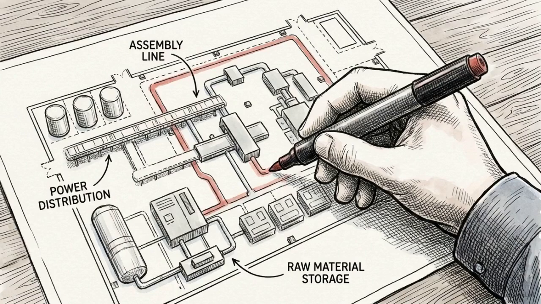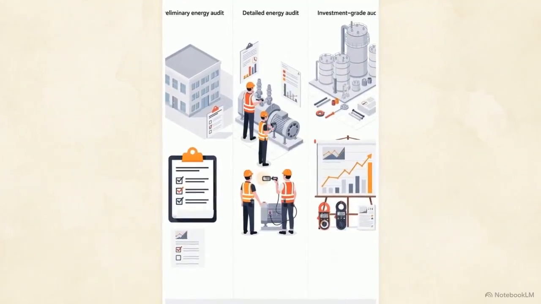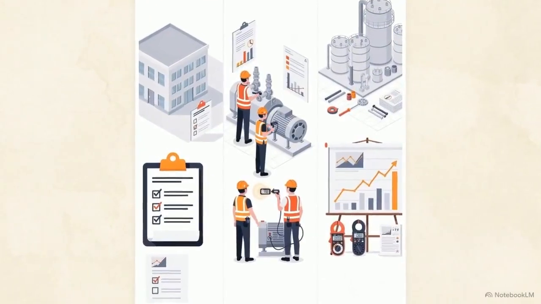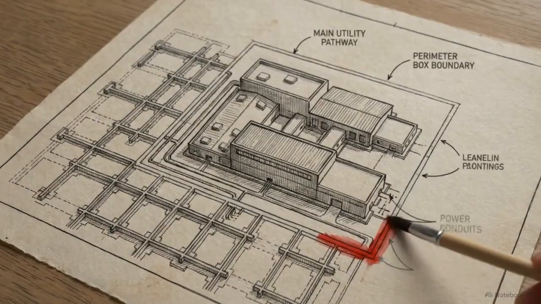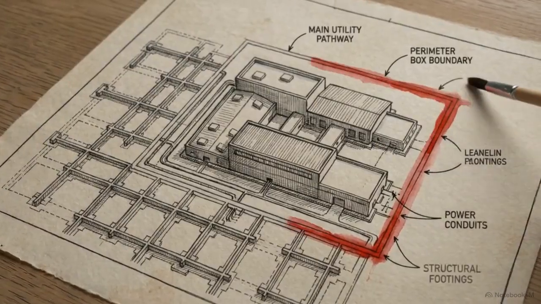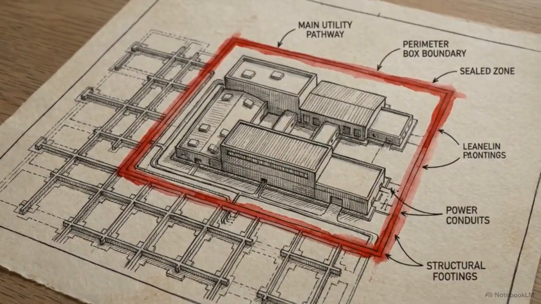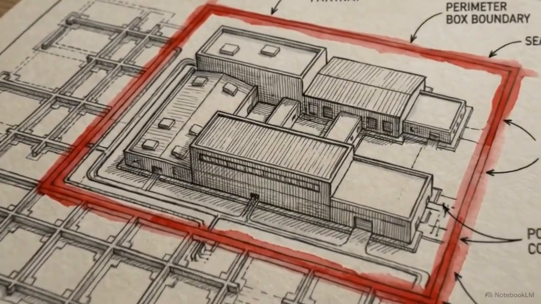The process begins with step 1, defining the audit scope. Before setting foot on the floor, the team determines the required depth of the investigation, whether it's a general survey or a highly detailed investment-grade analysis based on the client's budget. This requires drawing a strict physical and operational boundary. Explicitly defining included buildings, processes, and utilities prevents scope creep and focuses resources.